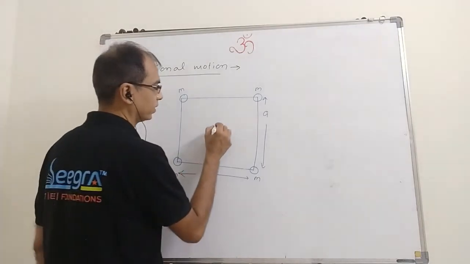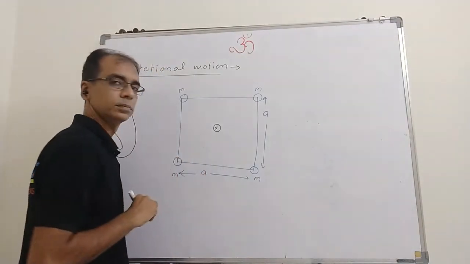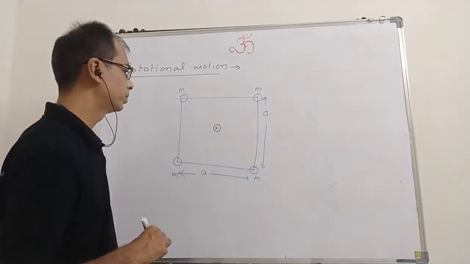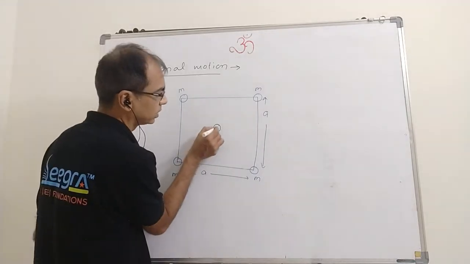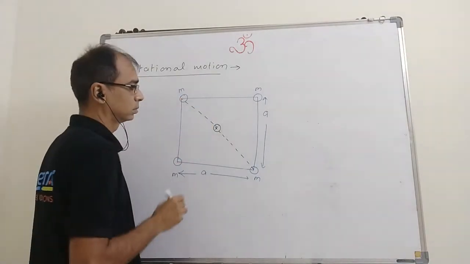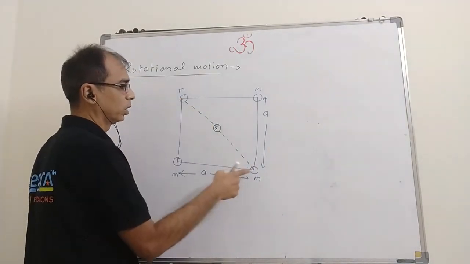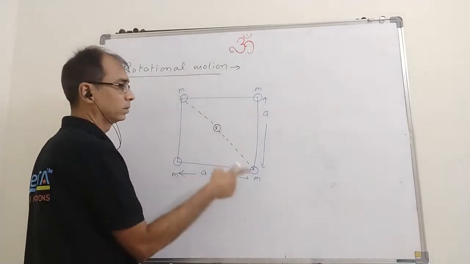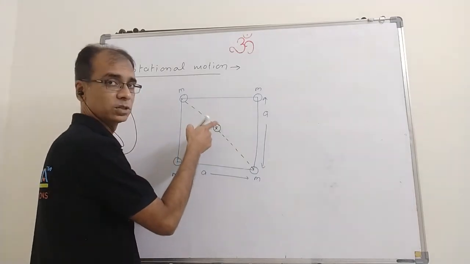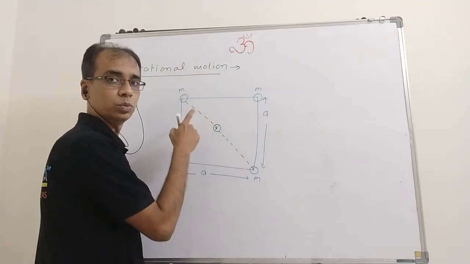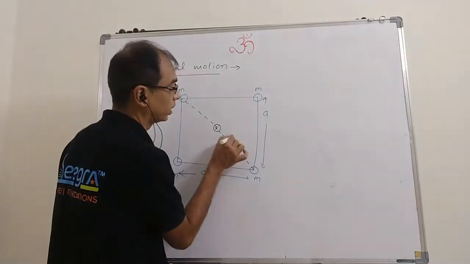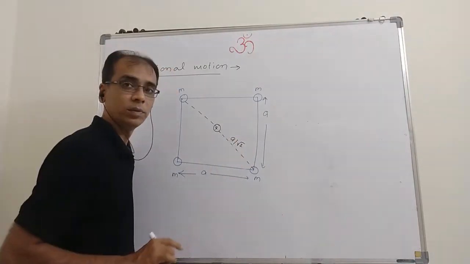First, let's take the axis of rotation at the center. Let's find the distance to each particle. This is a diagonal, the hypotenuse of a right angle triangle with sides A, so it will be root over A square plus A square, which is A root 2. But the distance from the center is half of that, A root 2 by 2, which is A by root 2. You need to remember this always.